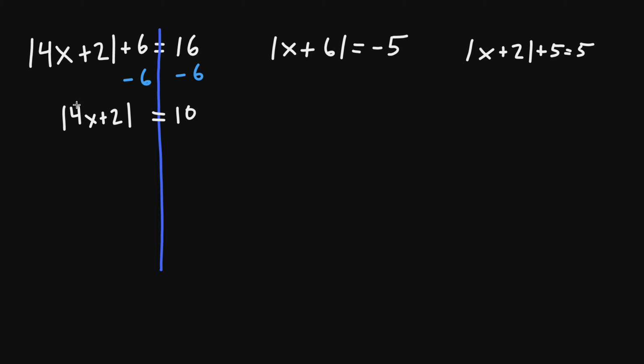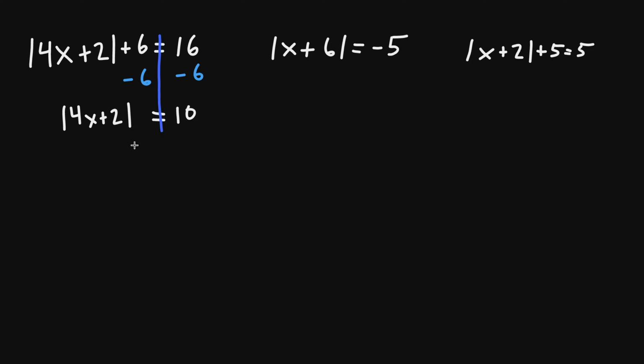Next interesting bit, as soon as you get to this situation where you have the absolute value of some stuff equals a number, that's where you got to do some thinking. Remember, the absolute value says basically the positive version of 4x plus 2 equals 10, which means the stuff inside the parentheses could be one of two things. It could be equal to 10, or it could be equal to negative 10. So we actually have to shorten our line down here because there's two possibilities, and we got to split to look at both.